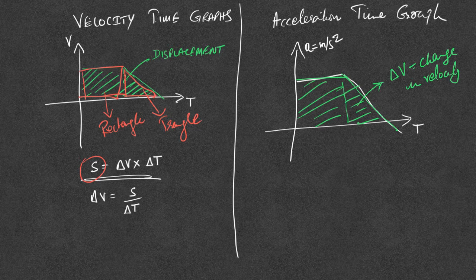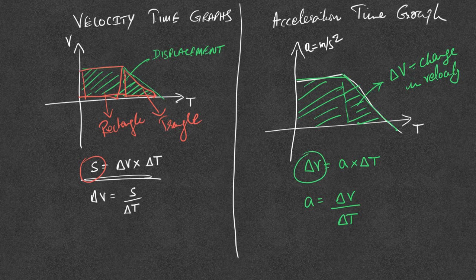Okay, because as we know, delta V is nothing but A into delta T, right? And we already know this, that acceleration is nothing but delta V upon delta T, and hence the area under the graph will always give you delta V in an acceleration time graph.